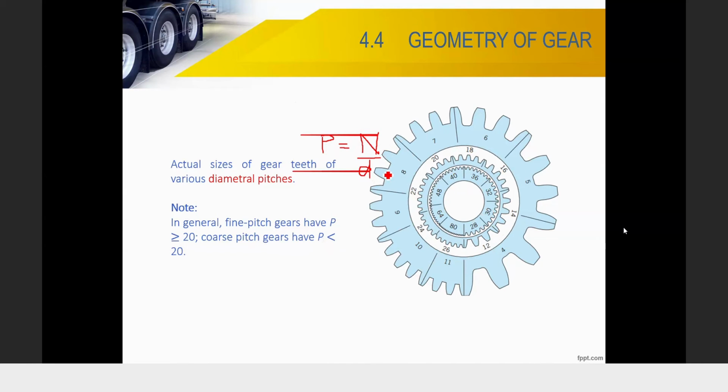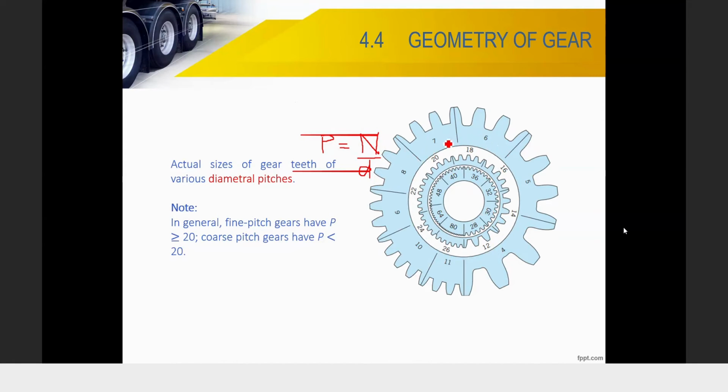It means N over D, number of teeth over D. If your diameter is small, the pitch is big. What does that mean? Is the tooth bigger or smaller in size? You can see there is 4, we have 5, that is the diameter pitch scale. The smaller your diameter pitch, the bigger your teeth, right? Your tooth size, the teeth of your gear.